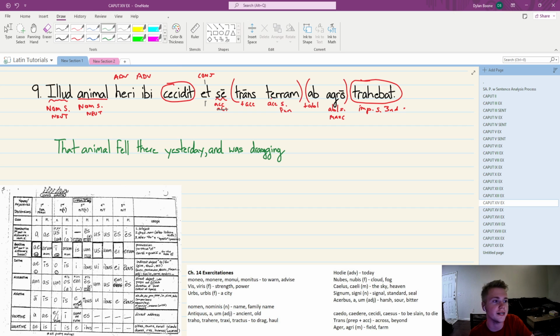So what was it dragging? It was dragging se. It was dragging itself, reflecting back on the speaker, which is the animal. And where, what about it? Trans terram, trans meaning across the ground, the earth, the land. Ab agro, from the field.